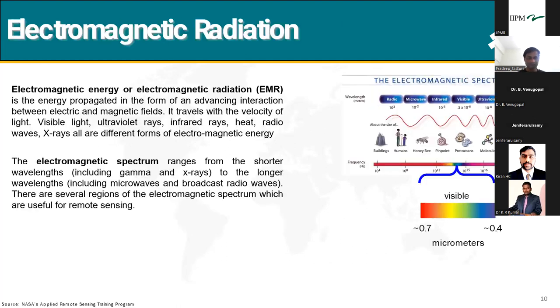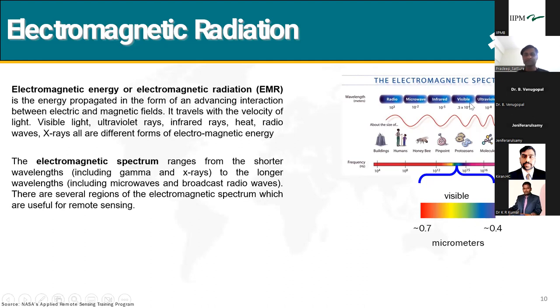Now this is the electromagnetic spectrum, what I told earlier. This is the visible range, which we can get in our eye as well as the camera. But here we can also see the radio waves, microwaves, infrared waves, ultraviolet, X-ray, and gamma rays. Every satellite has a different kind of spectrum. Spectrum is band, we can say.